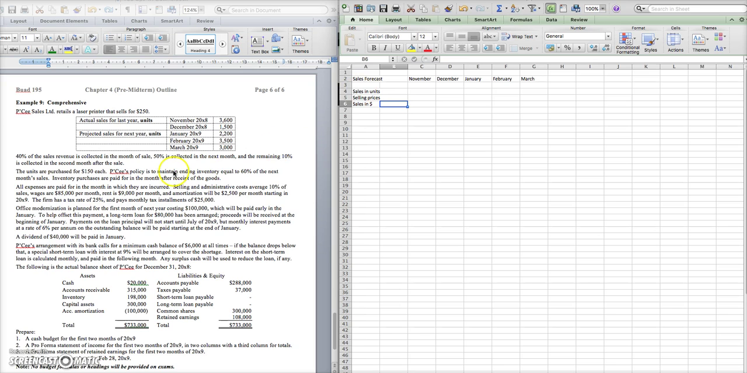Next section we have on is a directive of 40% of the sales revenue is collected in the month of sale, 50% is collected in the next month, and the remaining 10% is collected in the month after the sale. So what do you think this is asking us for? Well, our cash receipts schedule. So now we have the setup for our cash receipts schedule. What we are expected to do from this is really determine how much money we're getting in based on the sales that we're projecting. If there's any other cash inflows we need to factor in. And lastly, what's our AR position?